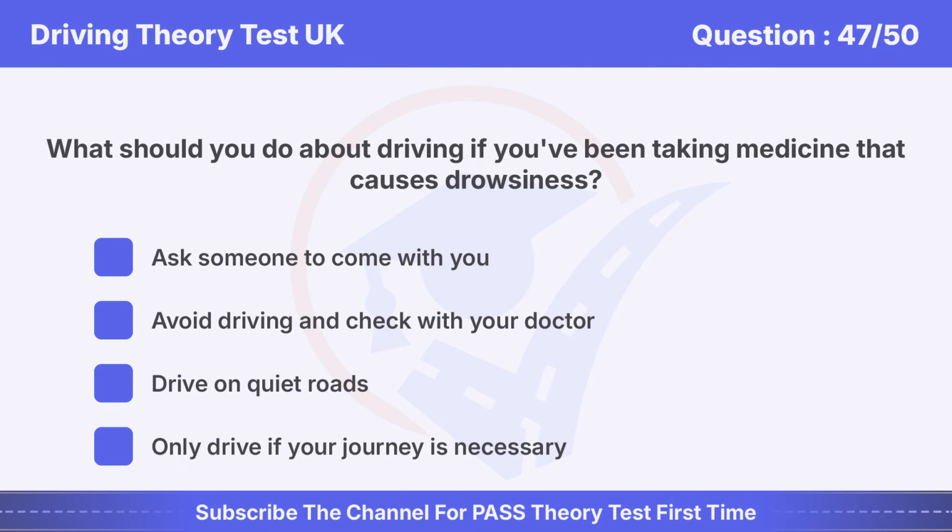Question 47. What should you do about driving if you've been taking medicine that causes drowsiness? Option A. Ask someone to come with you. B. Avoid driving and check with your doctor. C. Drive on quiet roads. D. Only drive if your journey is necessary.